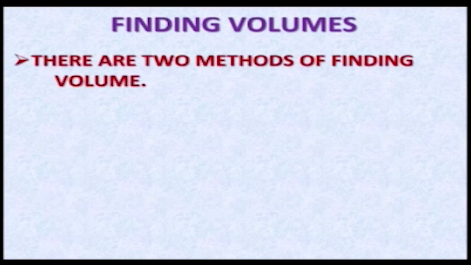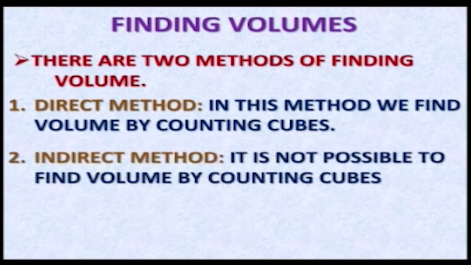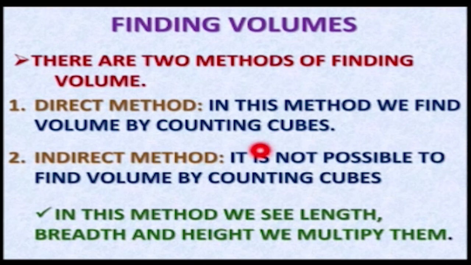Finding volumes. There are two methods of finding volume. First, the direct method. In this method, we find the volume by counting cubes. In the indirect method, it is not possible to find the volume by counting cubes. So in this method, we take the length, breadth and height and multiply them, and then we are able to find the volume of the given shape, right?